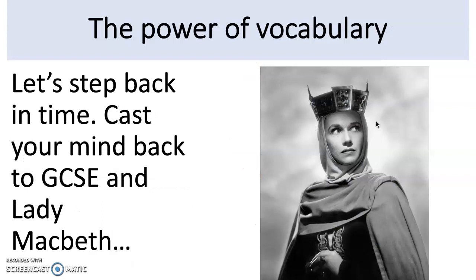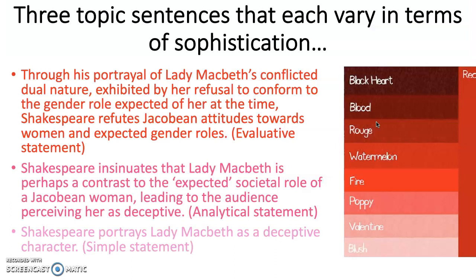So, the power of vocabulary. Let's take a step back in time and I want you to cast your mind back to GCSE and Lady Macbeth. So, to your right, you will see a colour chart, okay? And these are all variations of the colour red. So right at the bottom we have blush and at the top we have black heart. On the left, we've got 3 topic sentences that each vary in terms of sophistication. So at the bottom, we're going to start with simple statements in the light pink colour.